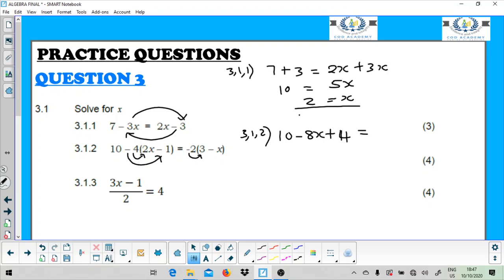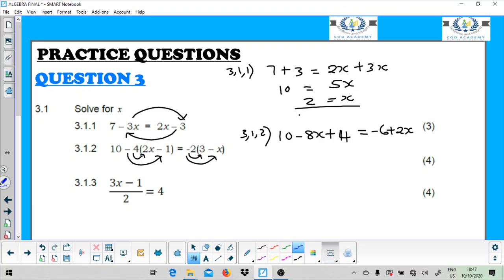Negative 2 should also be distributed into that bracket. So you certainly get negative 6 when you do so for the first one. And then positive 2x. Minus 2 minus 1. That will be positive 2. And then the x is there.